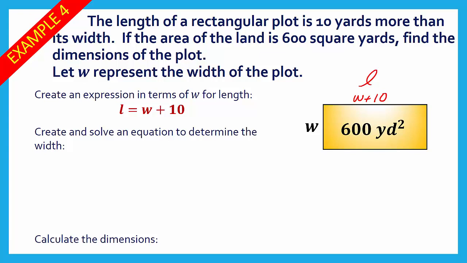Create and solve an equation to determine the width. Well, if we're going to determine the width, then we're basically solving for W. So we're going to set it up W times W plus 10. Now notice I have 600 here, not a variable.